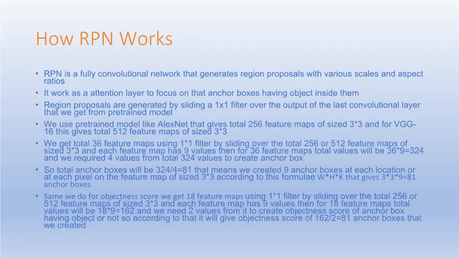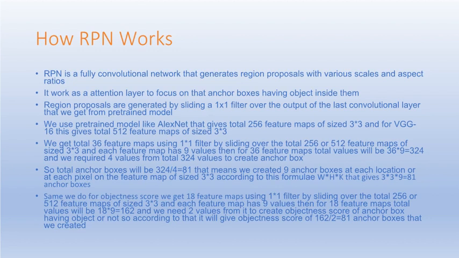Now let's learn how RPN works. RPN is a fully convolutional network that generates region proposals with various scales and aspect ratios. It works as an attention layer to focus on the anchor boxes having an object inside them. Region proposals are generated by sliding a 1x1 filter over the output of the last convolutional layer that we get from a pre-trained model. We use a pre-trained model like AlexNet that gives a total of 256 feature maps of size 3x3, and VGG16 gives a total of 512 feature maps of size 3x3.